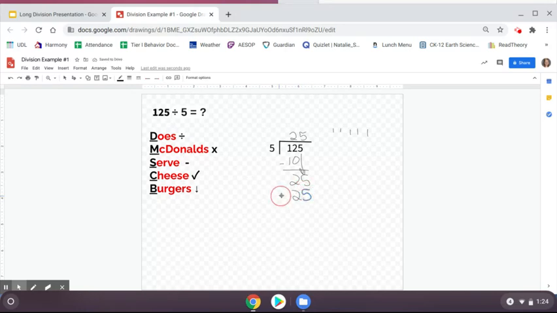And then we subtract, make sure we have nothing left over. 25 minus 25. I have nothing left over. Check and make sure I can't make another group of 5. There's nothing left to bring down. So I've made it through all of my digits, and my answer is going to be 25. Now, let's do another example.